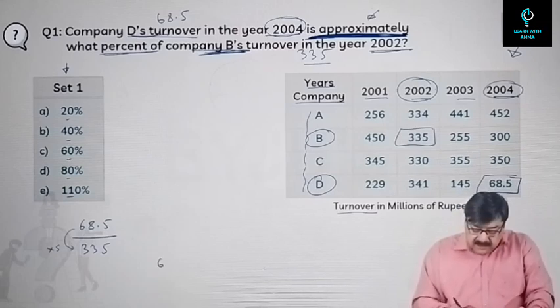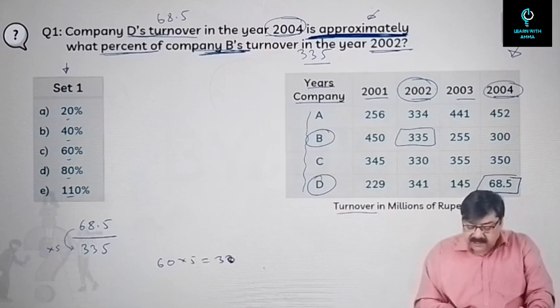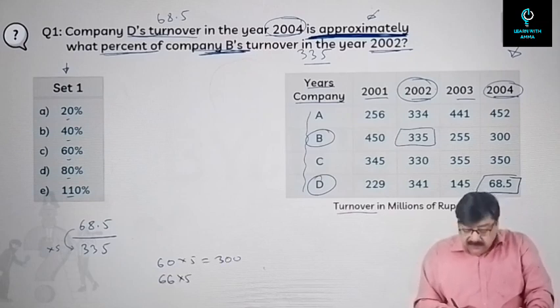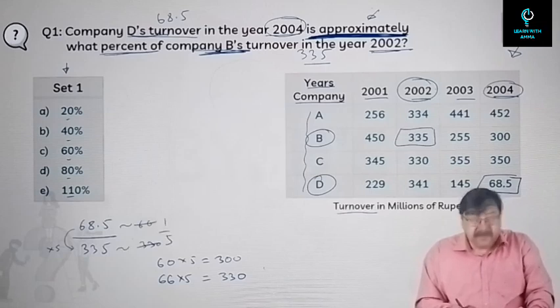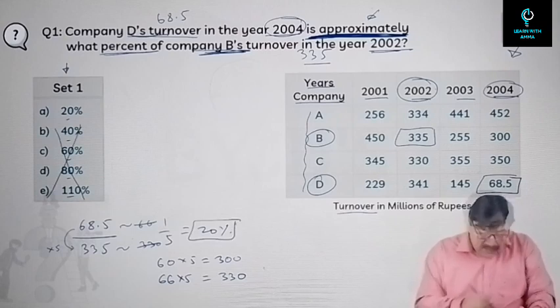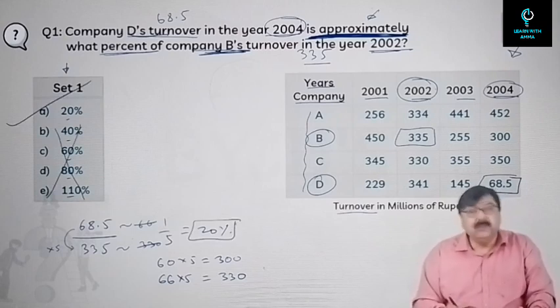Because we know that if this would have been 60 into 5, it would give us 300. If it would have been 66 into 5, we would receive 330. And this is 68.5 by 335. So nearly 66, nearly 330, nearly 1 by 5. So nearly 20% approximately. So these 4 cannot be your answer. Your answer has to be A.